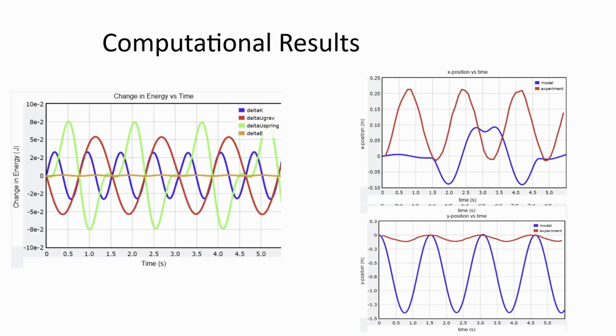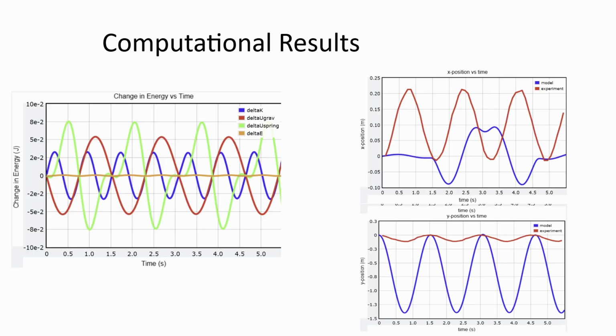The graph on the left shows the change in energies in the system, delta K, delta U gravity, delta U spring, and delta energy total. As you can see, the delta energy stays at zero relatively throughout the entire experiment.